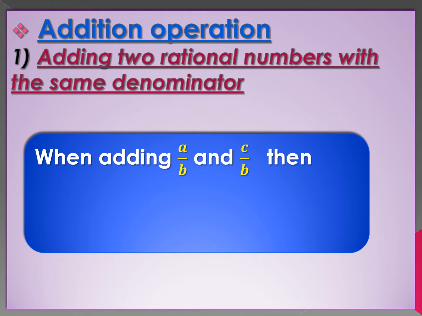If we have a over b as a rational number and c over b also belonging to Q as a rational number, then when we add these rational numbers together, the answer will be like that. A over b plus c over b will equal adding the numerators only and putting the denominator one time down, okay? So the answer will be a plus c over b.